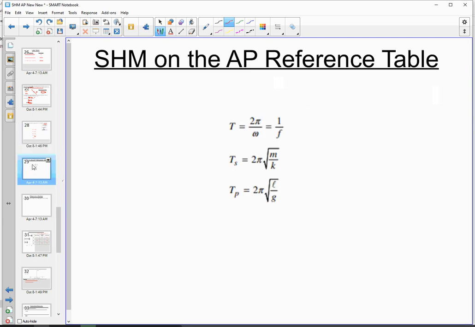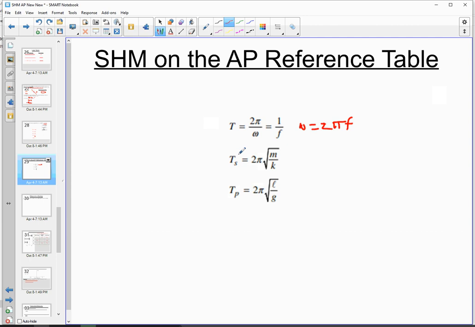So what's on your reference table for simple harmonic motion? What do we need to know for the AP exam? Well, here's a little snip of what's on the reference table. There are basically three equations for simple harmonic motion. This one really, if you cross multiply, is the omega equals 2 pi f. It's nice that they get the period in there too. They make a little buffet out of it.